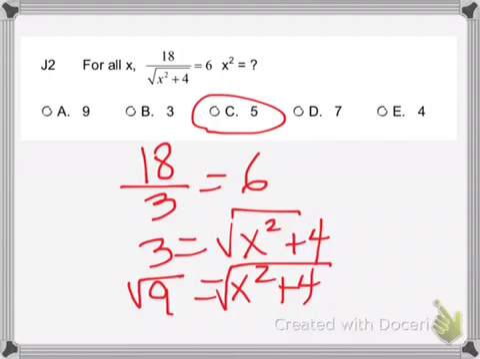So what does x squared have to equal so that I get 9 under the radical? And the answer would be C, 5.